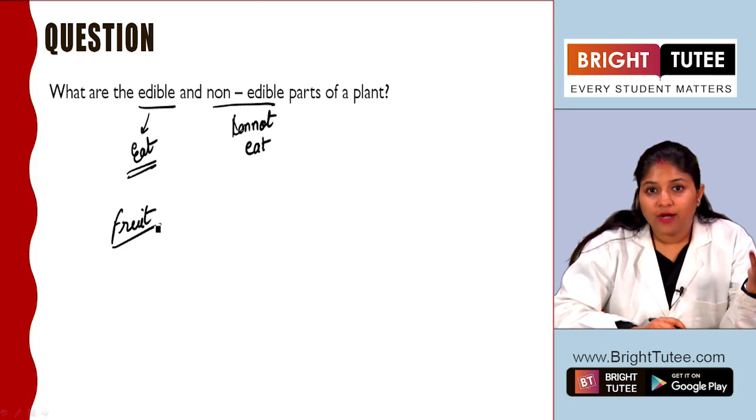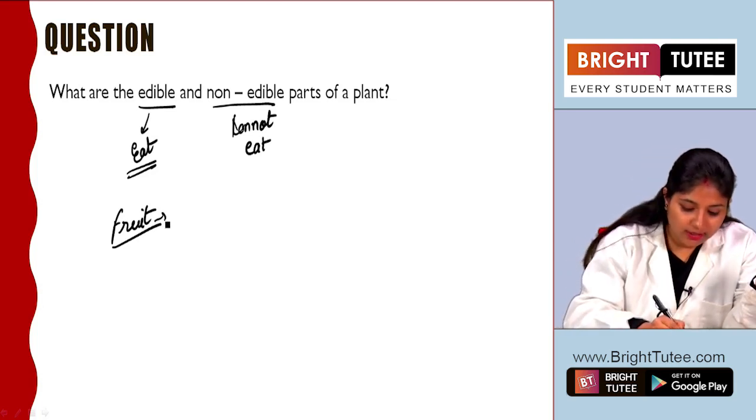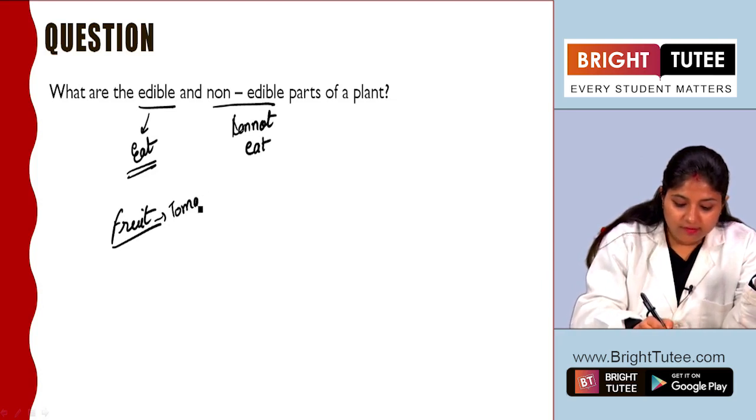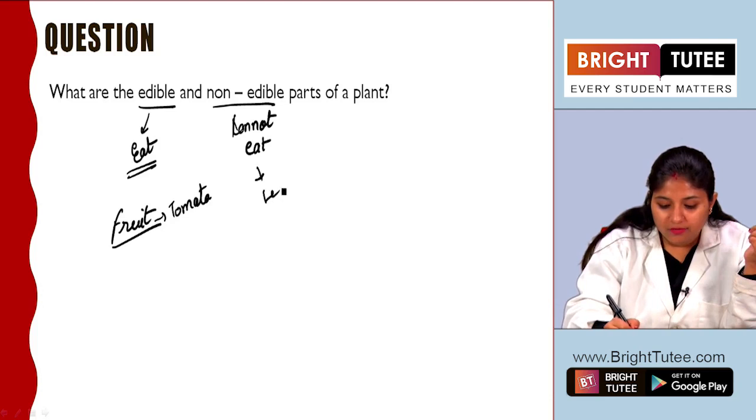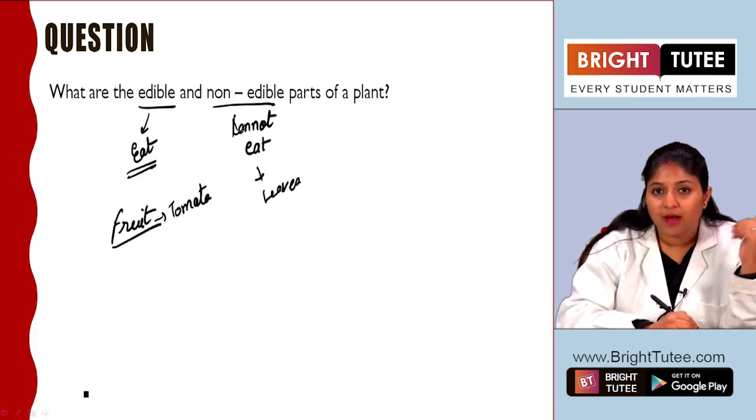So we know that tomato, although it is used as a vegetable, is actually a fruit, right? This is the part which is edible, whereas in the same plant the leaves are inedible, right? We cannot eat the leaves of the same plant.